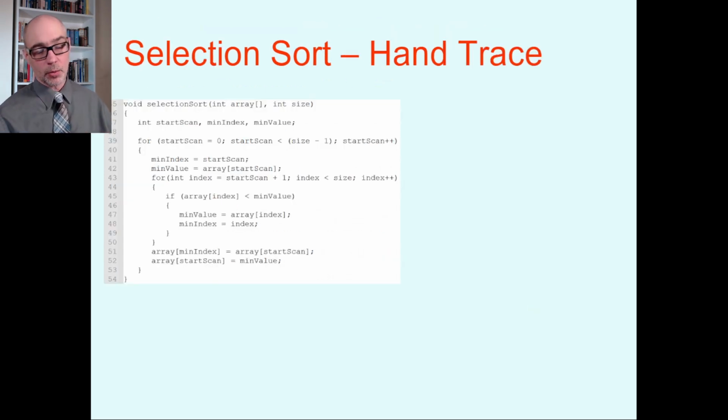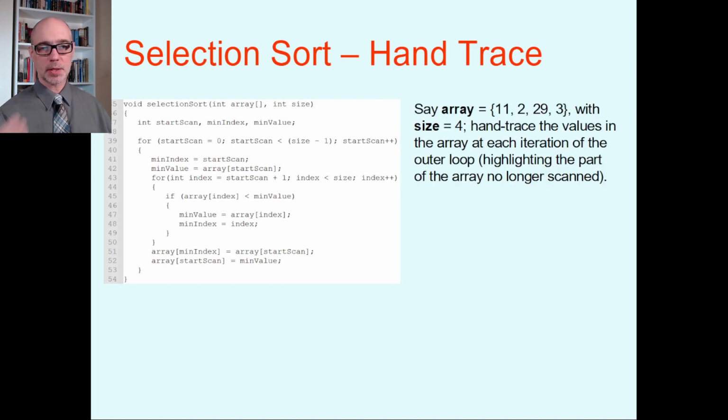Okay, and now just like we do with all these algorithms, we are going to hand trace this to prove to ourselves that we really understand how selection sort works. So there's the code in the small frame there. I'm going to use the exact same example we used for bubble sort. I'm going to take this array that's holding 11, 2, 29, 3. Obviously it's size 4. And we're being asked to hand trace the values in the array at each iteration of the outer loop. And as we do that, we're going to highlight the part of the array that's no longer being scanned. So keep track of this same kind of table here.